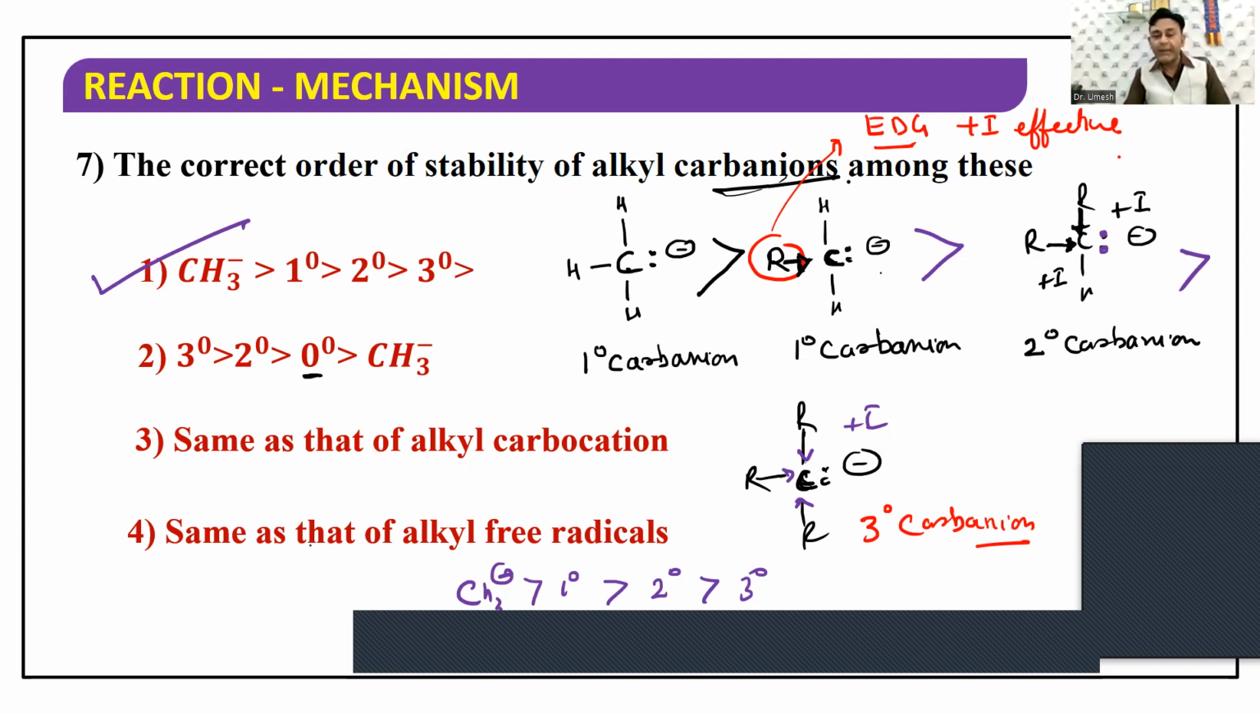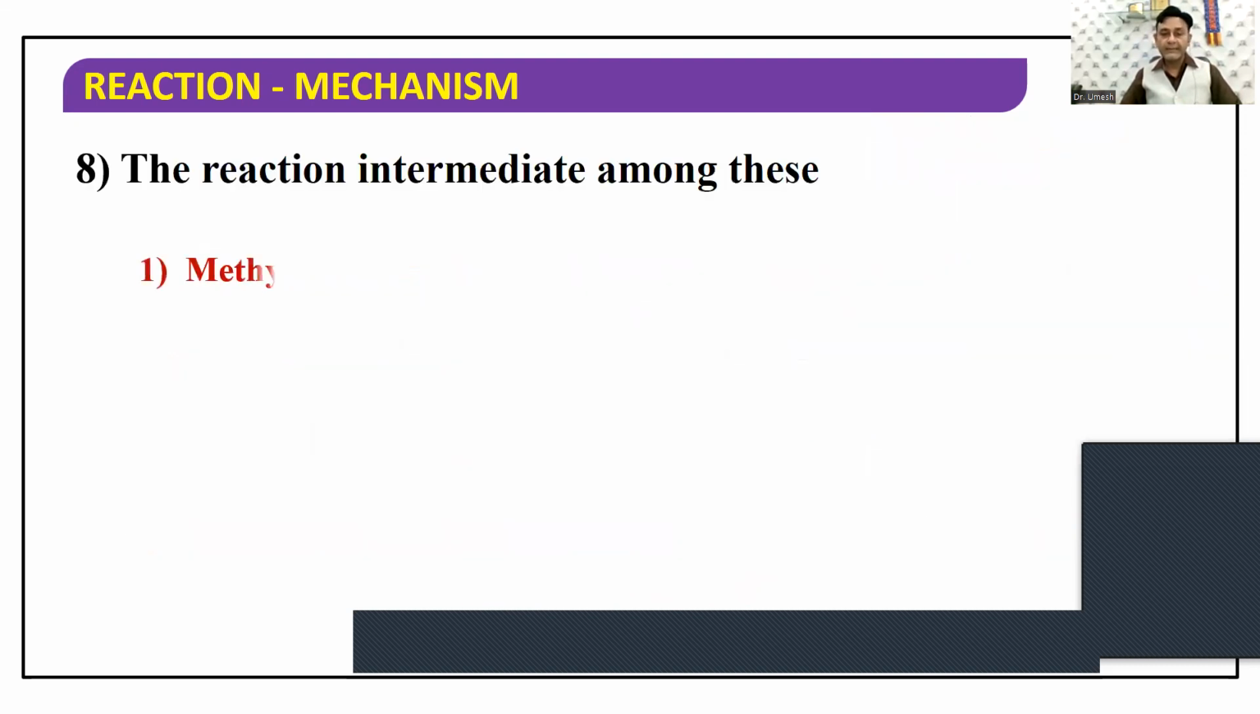So this is the explanation of this question here, how we decide the correct option, right? Just answering the question is not sufficient. You should know the background of the topic. If I talk about the stability of the carbanion, you should know the factors on which the stability depends.